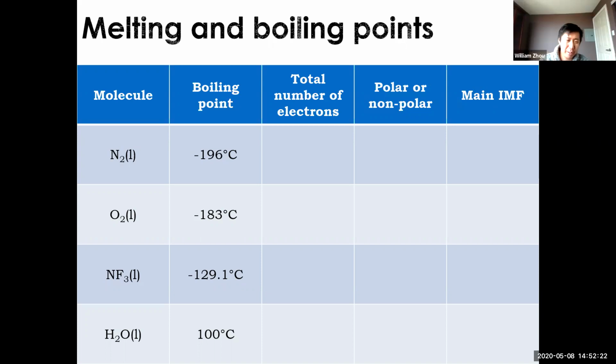So can anyone explain why oxygen has a higher boiling point than nitrogen? Okay, that may be a difficult question. If you look at NF3, the boiling point is negative 129. So it's still very cold. NF3 is usually a gas. But that is higher than oxygen and nitrogen. So can you explain why NF3 has a higher boiling point than oxygen? That's an easier question.